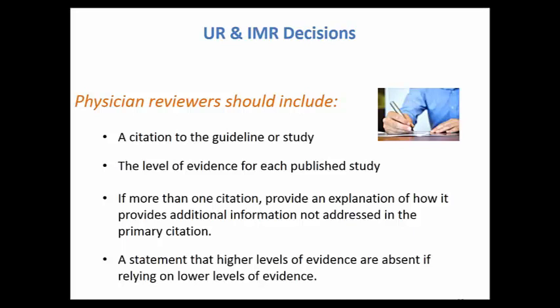Once UR and IMR physicians have determined which recommendation is supported by the best available evidence, they shall include the following in their decisions. Number one, a citation to the guideline or study containing the recommendation that guides medical treatment. Number two, the level of evidence for each published study shall be documented and included in the UR and IMR decisions. Number three, if more than one citation is noted, they will provide an explanation of how it provides additional information not addressed in the primary citation. And number four, finally, when relying on lower levels of evidence, a statement must be included that states higher levels of evidence are absent.